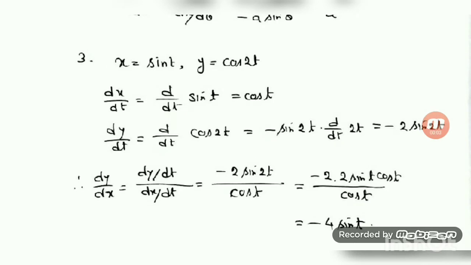Let us proceed to question number 3. Your question is x equal to sin t and y equal to cos of 2t. So here you see x is a function of t and y is also a function of t. That means here the parameter is t. So we are going to take the derivative of x and y both with respect to t. Let us take derivative of x with respect to t, that is d/dt of x, which is equal to d/dt of sin t. And what is the derivative of sin t with respect to t? It's cos t, because we can directly apply the formula here.